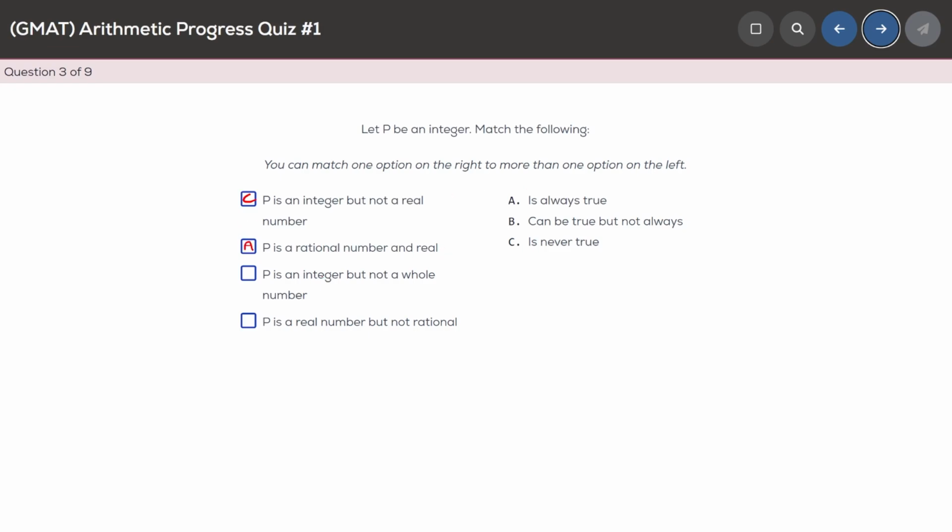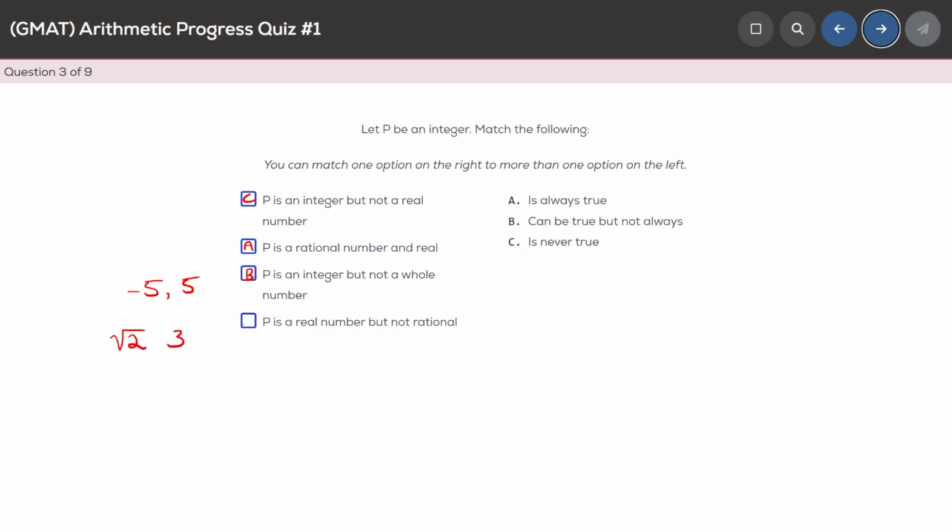So that's A. P is an integer, but not a whole number. That can be true. So take, for example, negative 5. Negative 5 is not a whole number, but it's an integer. But take, for example, 5, that is an integer and a whole number. So that can be true, but not always. And then p is a real number, but not rational. Yeah, that can be true. Take, for example, the square root of 2. That's real, but not rational. But of course, p could also be 3, which is real and rational.